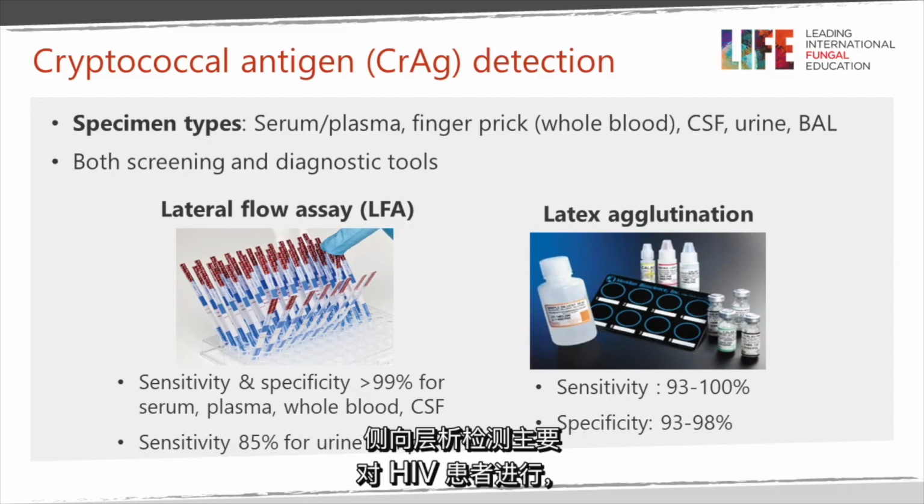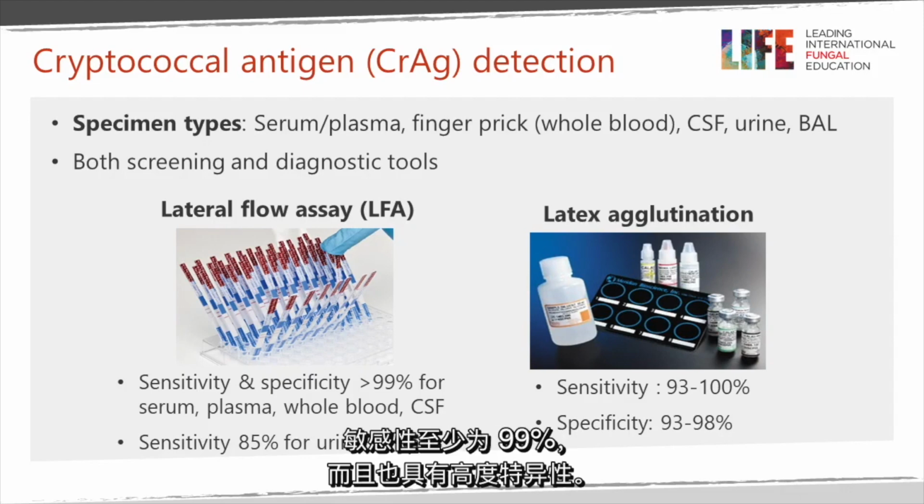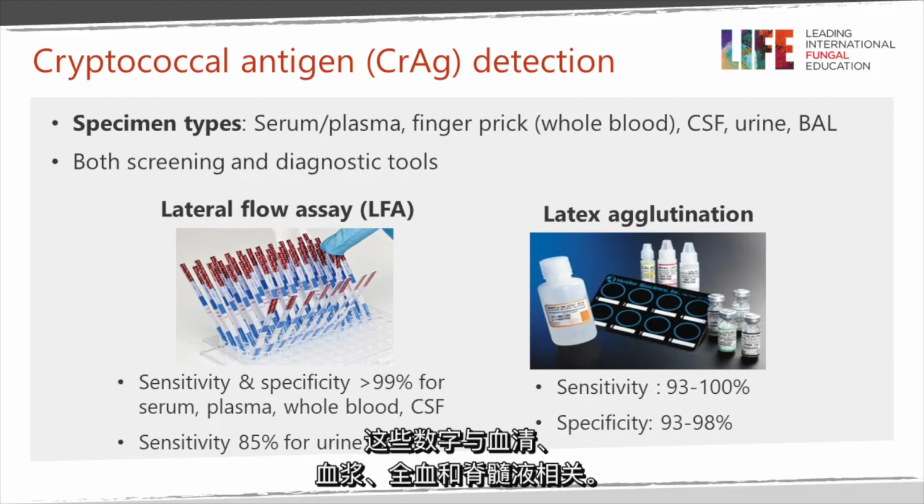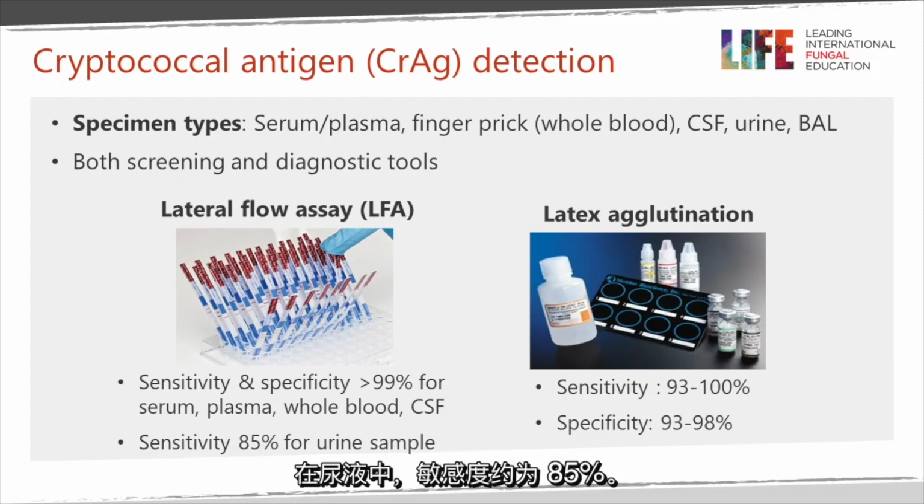The lateral flow assays, which have been principally done in HIV patients, are at least 99% sensitive, and they're highly specific as well. And those figures relate to serum, plasma, whole blood, and spinal fluid. In urine, the sensitivity is about 85%.